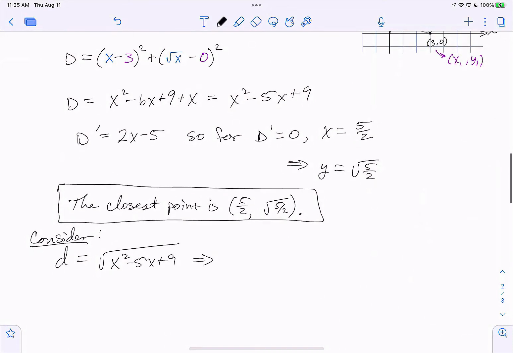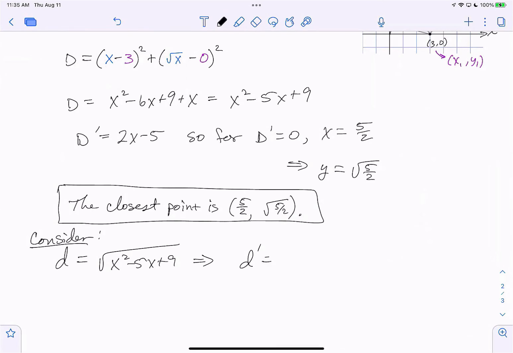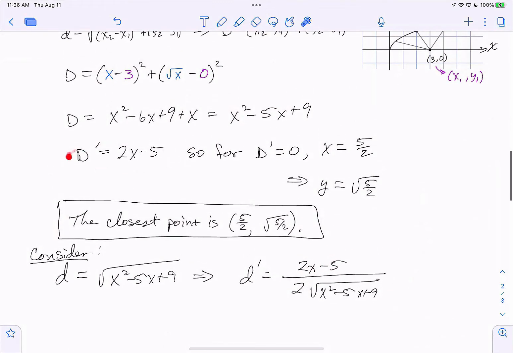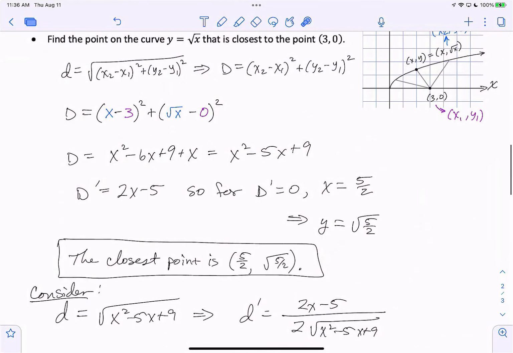And if I were to differentiate that, I would have d prime is equal to 1 over 2 times the radical of x squared minus 5x plus 9, times the derivative of the inside function. We're going to use the chain rule. Well, the derivative of the inside function is 2x minus 5. The only thing that can make a fraction equal to 0 is if its numerator is equal to 0, and that's what I did here. So you can see that the math actually is really the same in finding a critical number, whether I'm using the square of a distance or the distance itself. It's just the calculus is easier with the square of a distance.